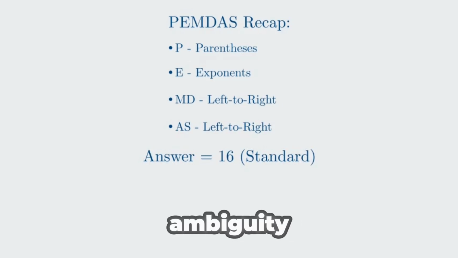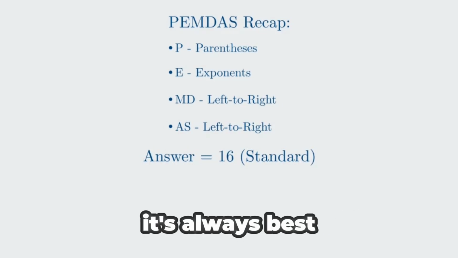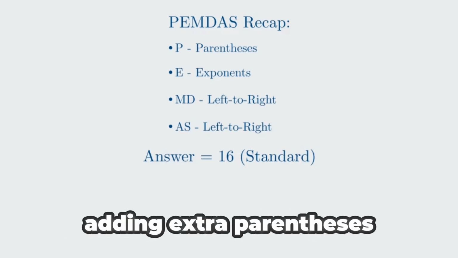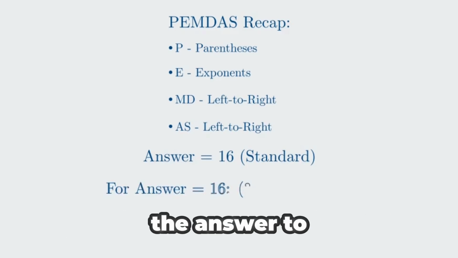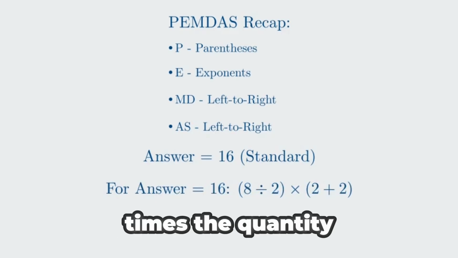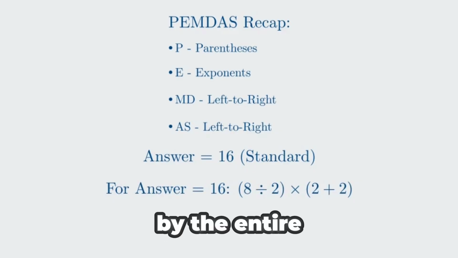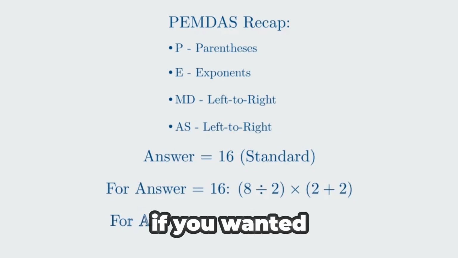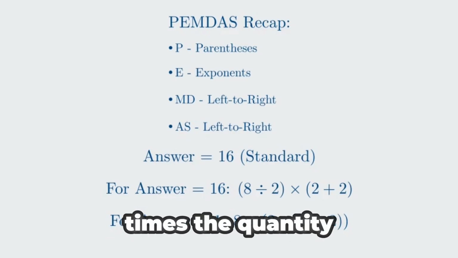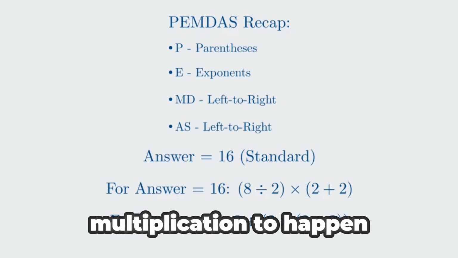To avoid all ambiguity, whenever you write a mathematical expression, it's always best to be overly clear. For example, by adding extra parentheses. If you want the answer to be 16, you could write (8 ÷ 2)(2 + 2). This makes it clear to divide 8 by 2 first, then multiply by the result of 2 + 2. If you wanted the answer to be 1, you would write 8 ÷ (2(2 + 2)). This forces the multiplication to happen first.